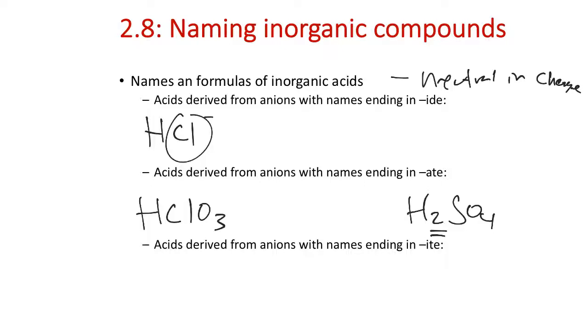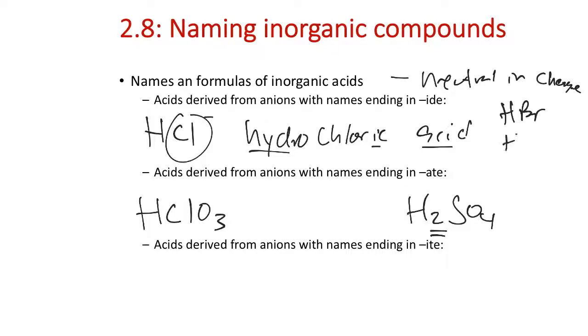The system is hydro in front, then the root name of the element, so chlor, and then ic acid. So the system is hydro-root-ic acid. You put hydro and then whatever the element is, followed by ic acid. So if you have HBr, this would be hydrobromic acid. You think of HI, hydroiodic acid, HF, hydrofluoric acid. So you're just trying to think, how would I name this ion?